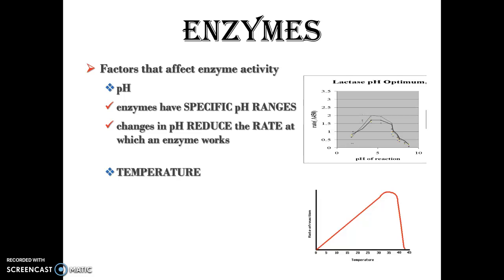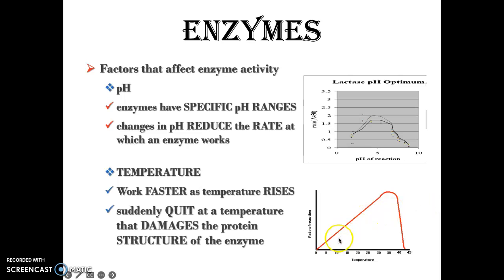Another factor is temperature. We can look here at our graph and see what's happening. What this graph is showing us is that as you increase the temperature, you add more energy. More energy means more reactions. Remember, we talked about that activation energy. The higher the temperature, more energy is available for our chemical reactions to take place. But we get to a certain point up here where if we add too much heat, suddenly the enzyme quits working and drops off. We go all the way back down here to 0.